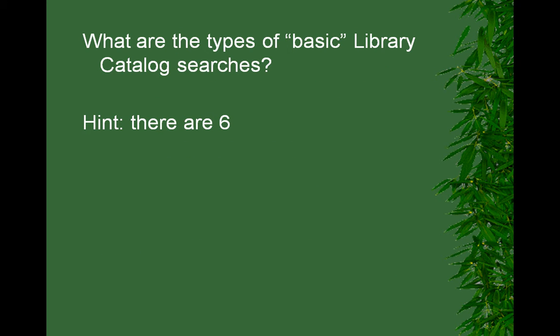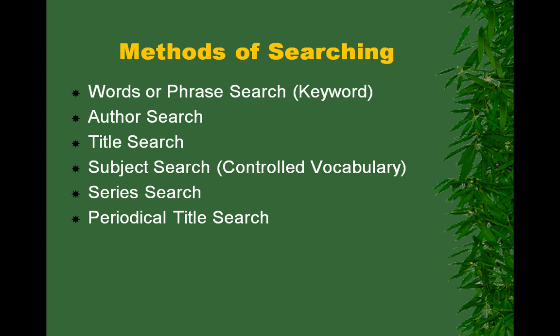We're going to shift our focus and talk first about the basic searches that you can perform in the library catalog. There are 6 types of search fields that you can search in the basic screen. Here's a few examples of the methods of searching in the library catalog.